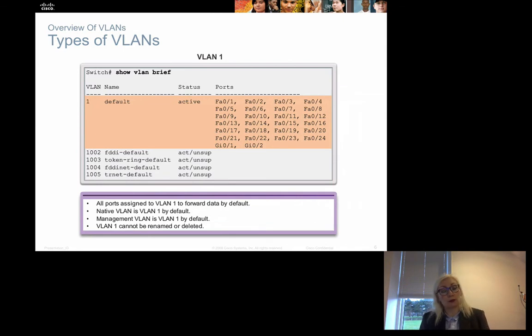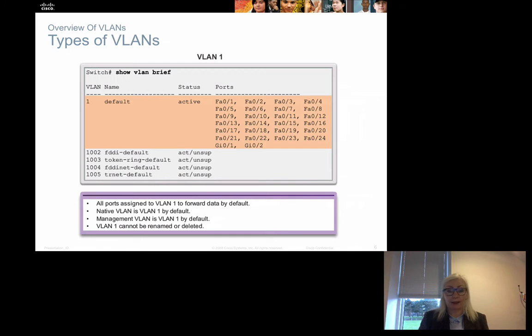When you want to get an overview of your VLANs, you can use the command show VLAN brief, and you will get an overview. In this case, we can see that we have only the default VLAN 1, and all ports belong to this VLAN. You can also see that we have an FDDI and a token ring, 4 different types of networks that are already there. This is something that in all Cisco switches is pre-configured, and you cannot really do anything about that. We can also see that all ports belong by default to VLAN 1.